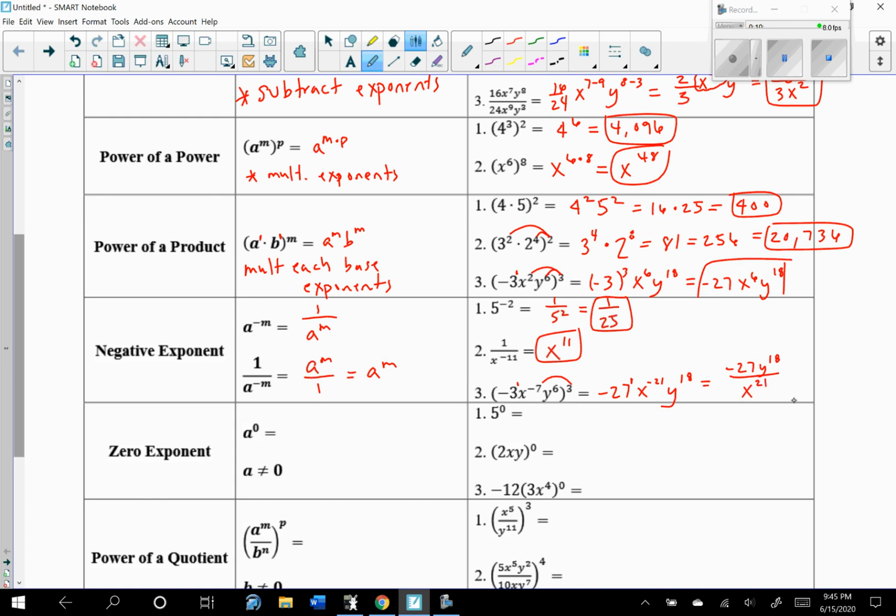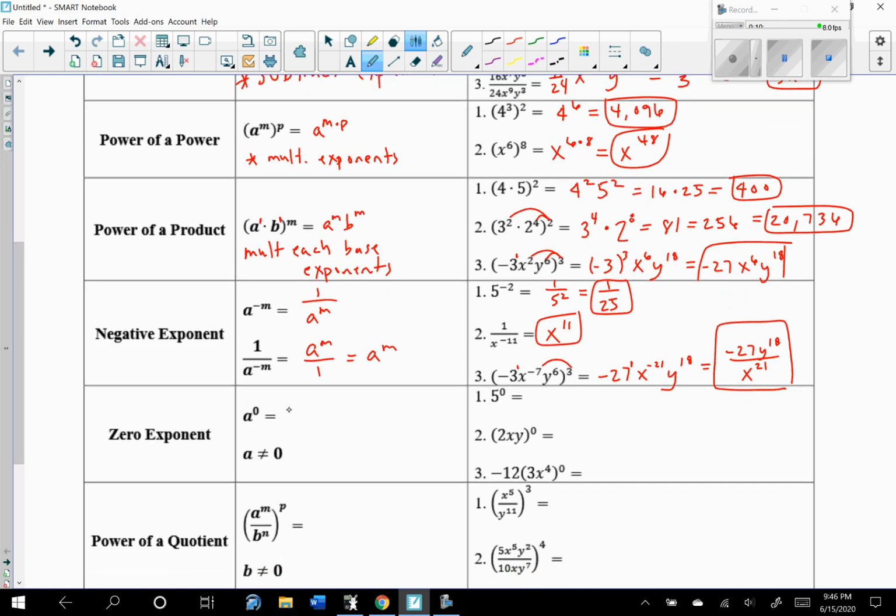So be careful with that because a lot of times I see students think that because the negative here is in front, that the number 27 also goes in the denominator, but it does not. Anything to the 0 power is 1, except for, of course, 0. So 5 to the 0 power is 1. If you have something in parentheses to the 0 power, it's 1. That means this one right here, that 12 is not in the parentheses, so that 12 stays 12. So 12 times 1, or excuse me, negative 12 times 1, which is negative 12.